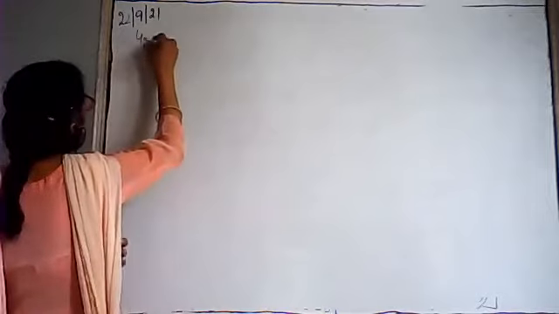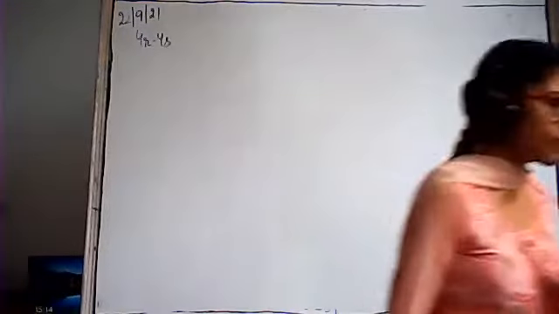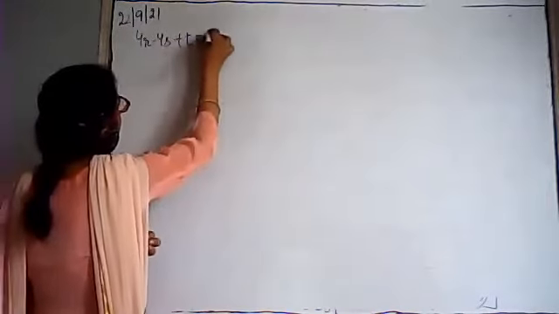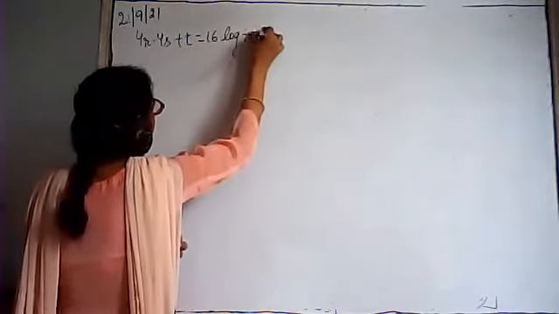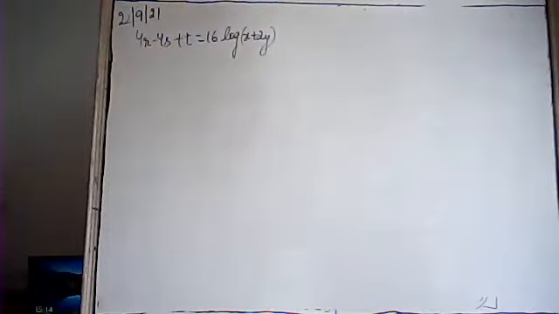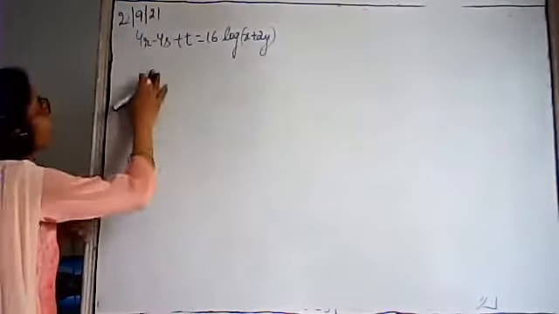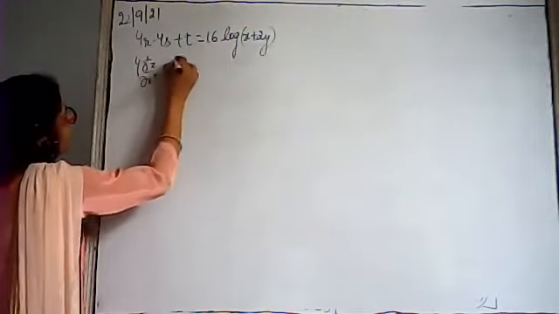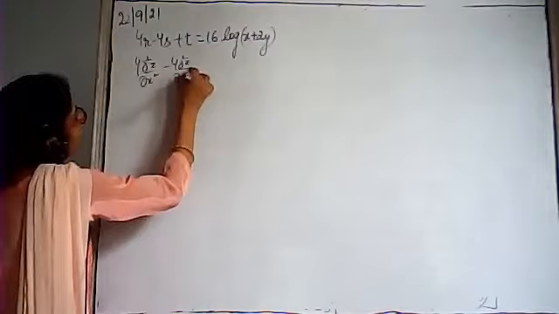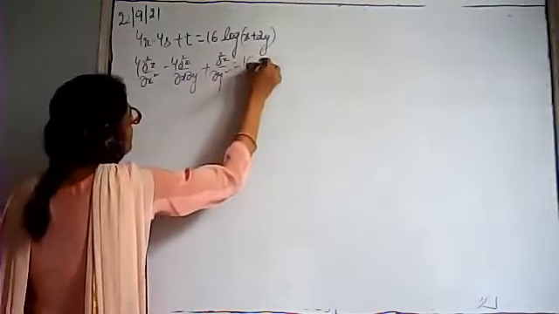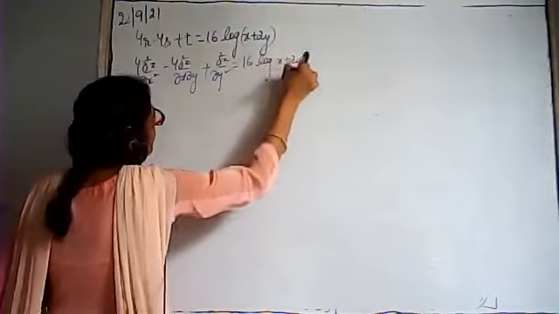Solve 4r minus 4s plus t equals 16 log of x plus 2y. 4r minus 4s plus t equals 16 log of x plus 2y. Again, r stands for curly square z upon curly x square, s stands for curly square z upon curly x curly y, and t stands for curly square z upon curly y square, equals 16 log of x plus 2y.